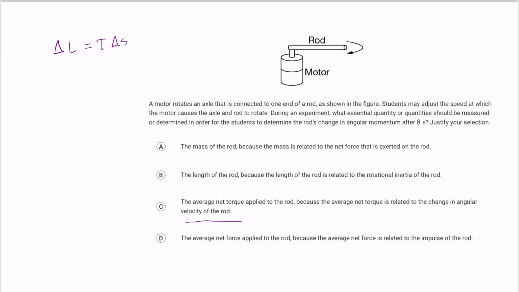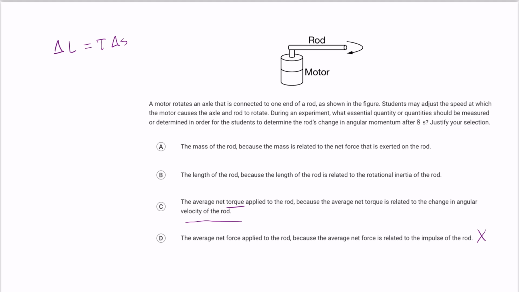But let me see if any of these other answer choices would be more correct. The mass of the rod, the length of the rod, the average net force applied to the rod. Okay, so not D, because if we're measuring the average net force applied to the rod, we're basically measuring the average net torque, and we need torque. Torque is more related to impulse and angular velocity than force.